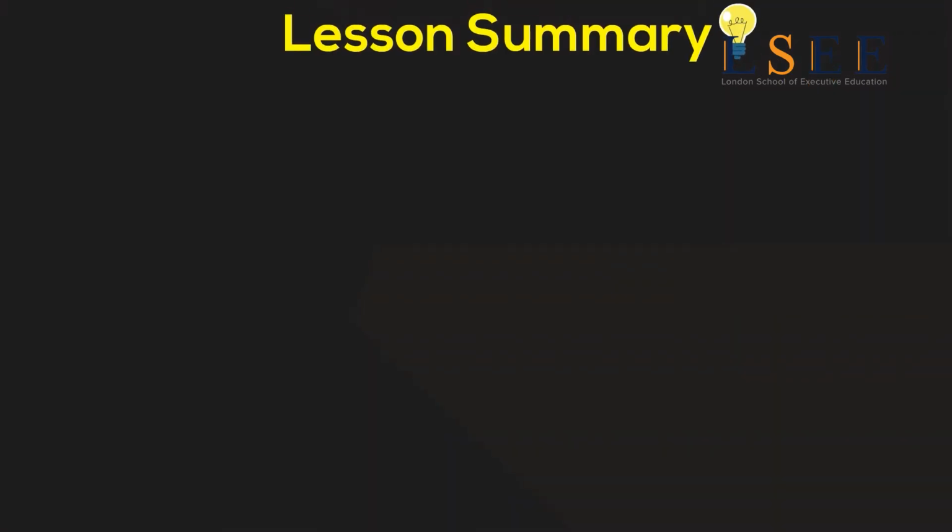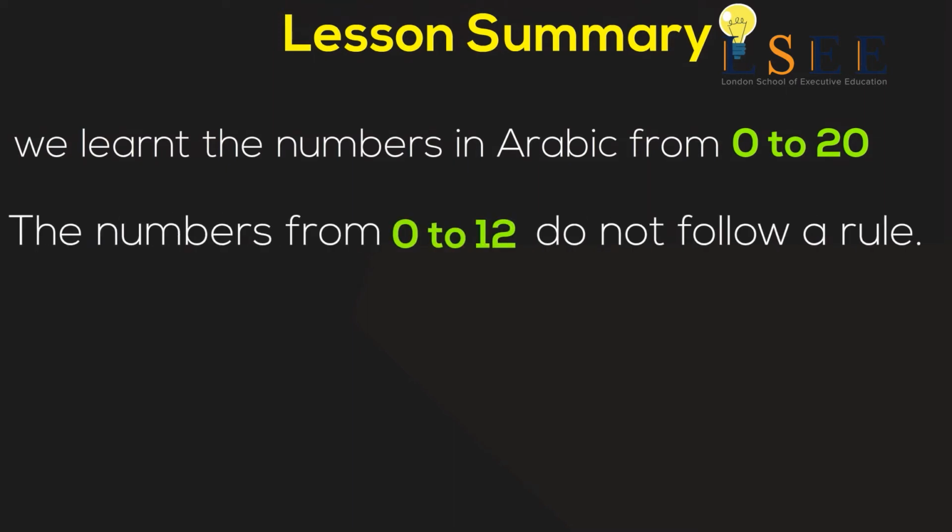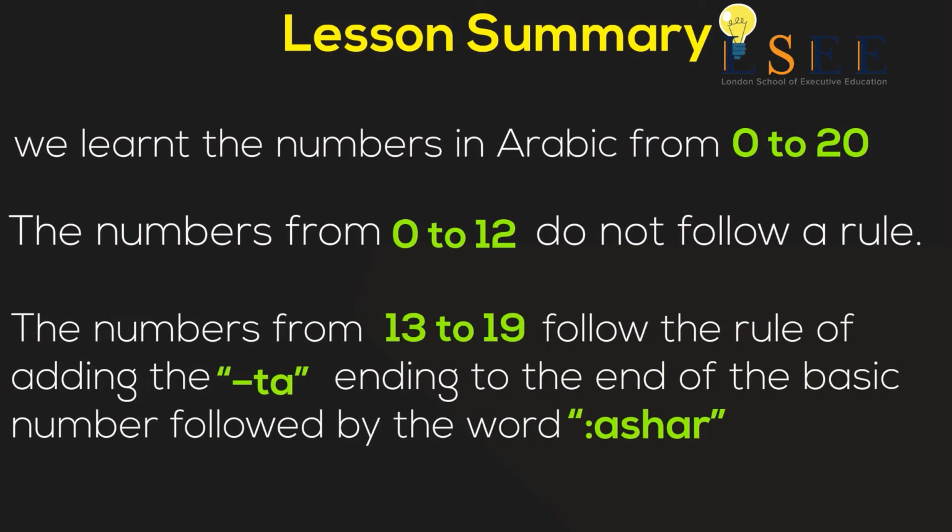In this lesson, we have looked at the numbers in Arabic from 0 to 20. The numbers from 0 to 12 do not follow a rule, so we recommend that you memorize them as they are. The numbers from 13 to 19 follow the rule of adding the ta ending to the end of the basic number followed by the word عشر.